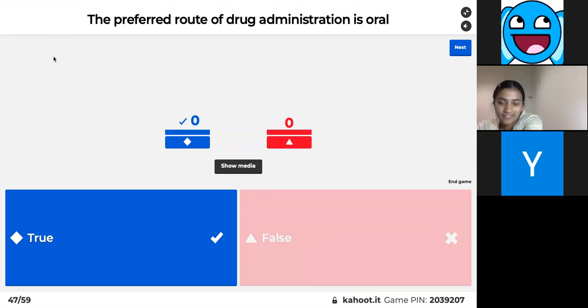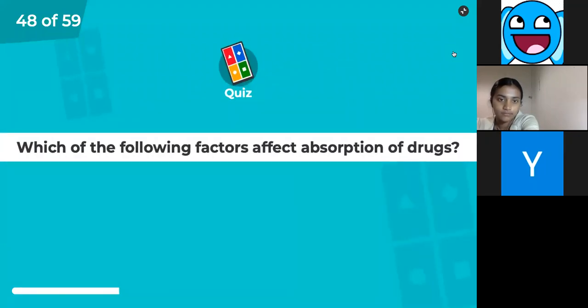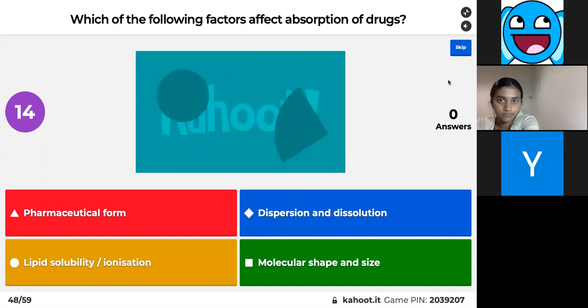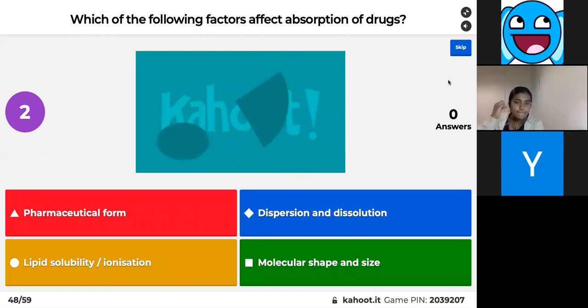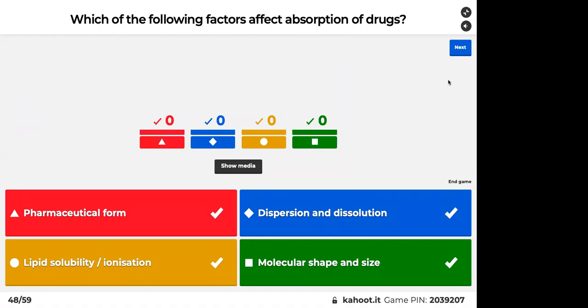Yep. So the preferred route of drug administration is oral, and that is true. And the reason for that is that it maximizes patient compliance. So that's the reason why the most preferred route of drug administration is orally. And this question, which of the following factors affects the absorption of drugs? And yes, the answer to this one is all of them. So the pharmaceutical form, lipid solubility and ionization, molecular shape and size, and dispersion and dissolution are all correct in this case.